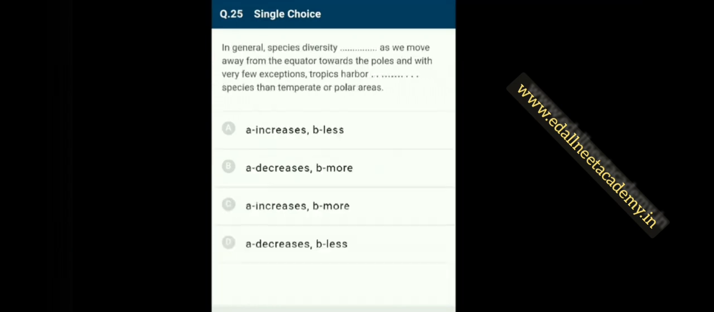Question number 25. In general species diversity, dash, as we move away from the equator towards the poles, and with very few exceptions, tropics harbor dash species than temperate or polar areas. General species diversity decreases as we move away from the equator towards the poles, and with very few exceptions, tropics harbor more species than temperate or polar areas. So the answer for this question is option B. First dash filling with decreases, second dash filling with more.